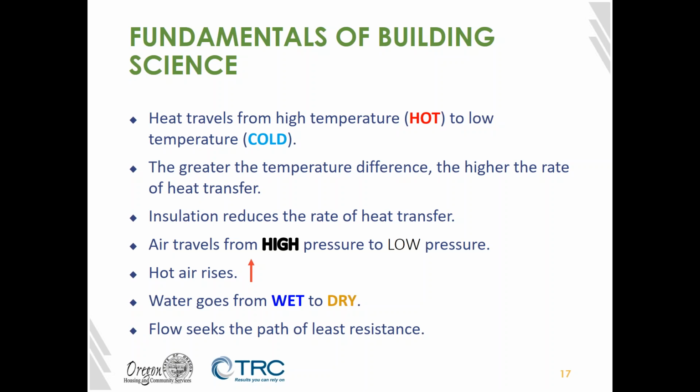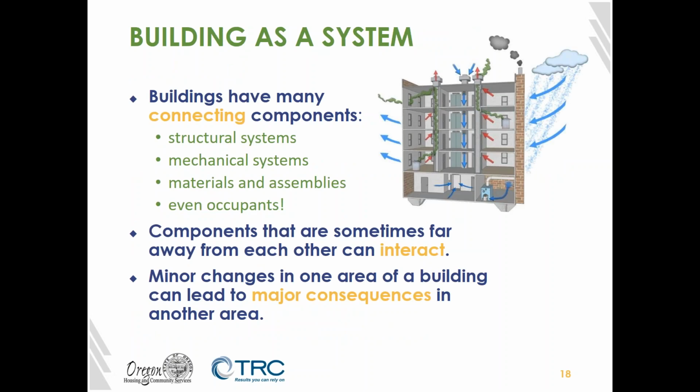So using these fundamentals of building science, we can start to think of a building as a system. As we discussed a few slides ago, buildings have many connecting components. There are structural systems, there are mechanical systems, there are materials and assemblies, and there are occupants, right? We as occupants affect the buildings. Sometimes components that are very far away from each other can interact and have effects that are hard to understand or hard to suss out. Minor changes in one area of a building can lead to major consequences in another area.